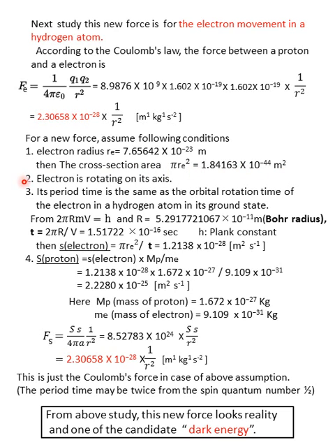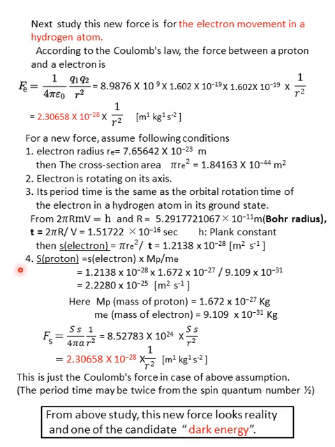The second assumption is the electron is rotating on its axis. The third assumption is its period time. Its period time is the same as the orbital rotation time of the electron in the hydrogen atom in its ground state. From this de Broglie equation and Bohr's radius, this period time is this value. Then S for electron is this value.